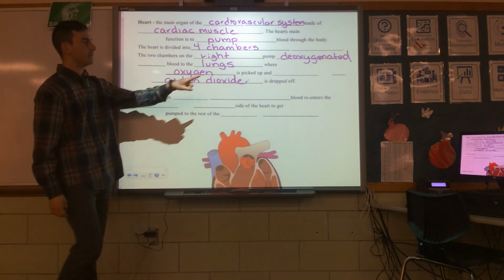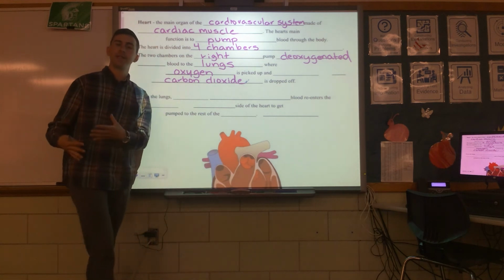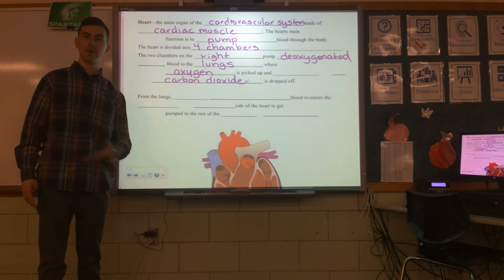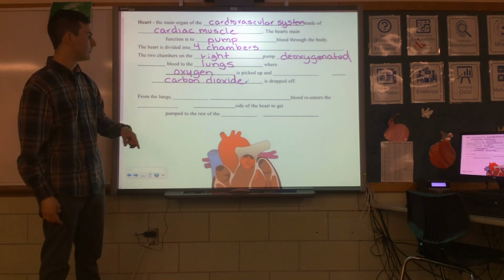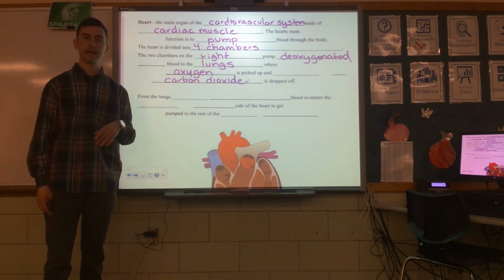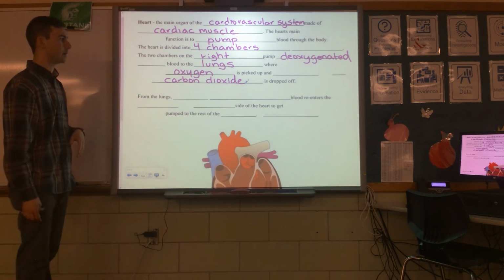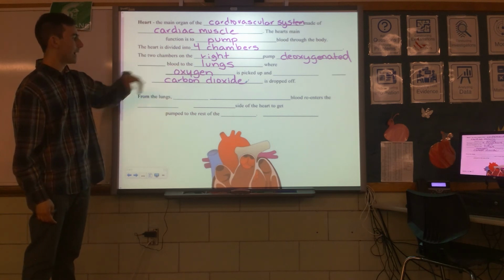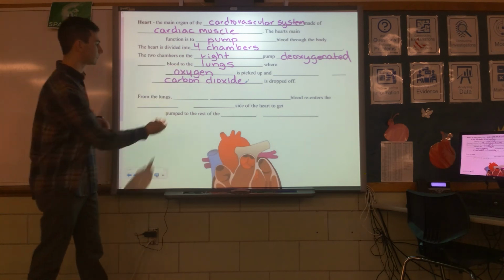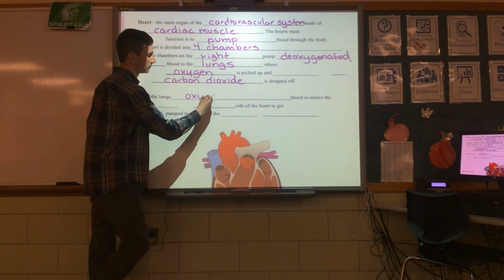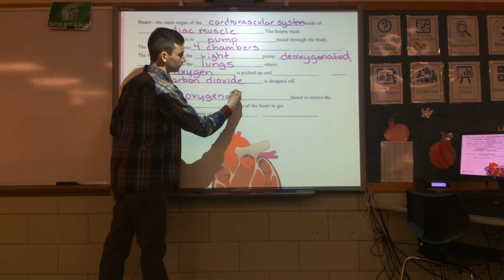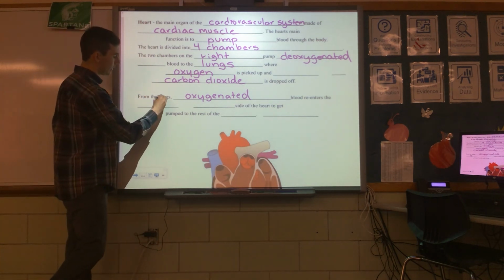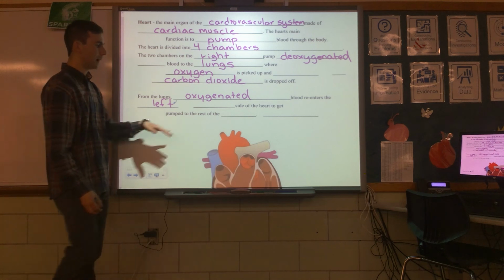So what that means is when we have deoxygenated blood, it's blood that does not have a lot of oxygen in it. That blood needs to go to the lungs, where we can add more oxygen to that blood to transport throughout our body. And then we have to even drop off some carbon dioxide in order to exhale and get it out of our body, because we don't want a ton of that in our blood. After the lungs, where we have this oxygenated blood, it's going to re-enter the left side of the heart to get pumped to the rest of the body.